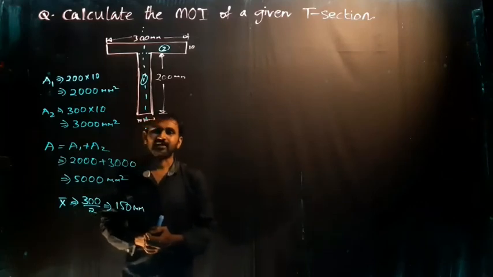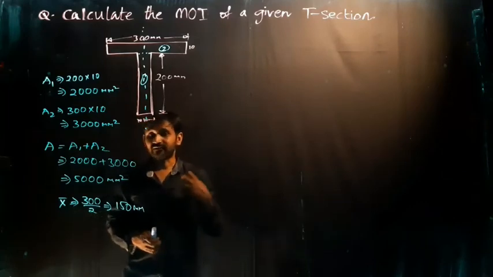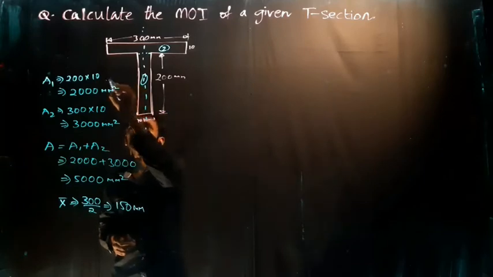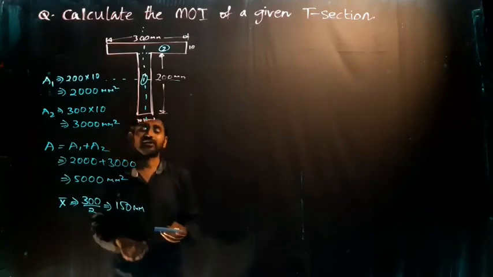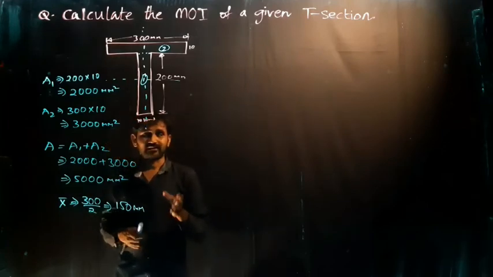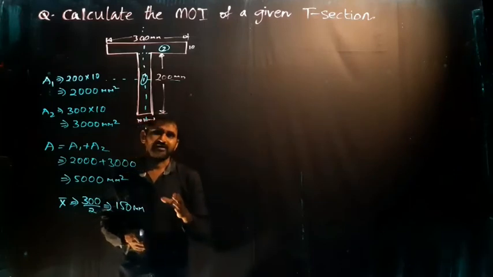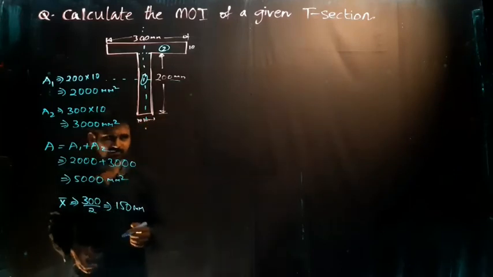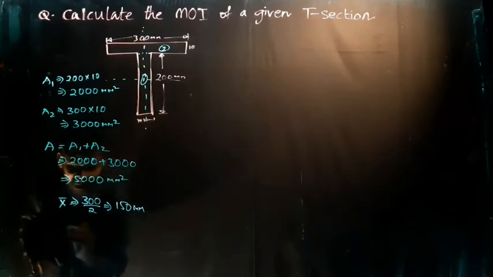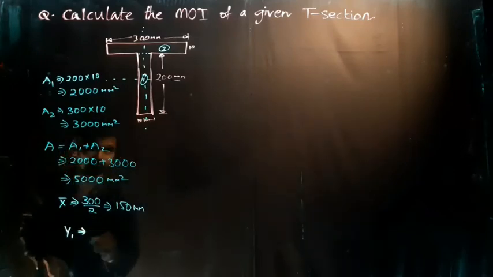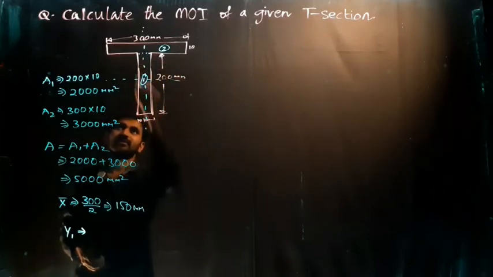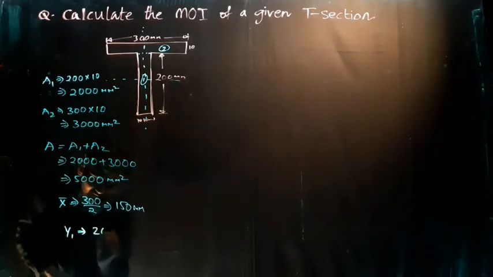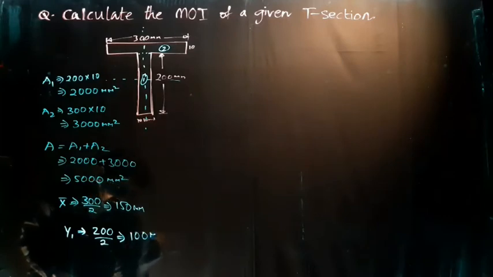Now similarly I need to calculate y bar. If I want y bar, I need to cut it in the x direction. When I cut it in the x direction, it is an unsymmetrical section, so I need to calculate y bar again. So I need to calculate y1 and y2. Let me find out y1 here. Y1 is nothing but, this is figure number 1, so y1 is 200 by 2. This is equal to 100 mm.